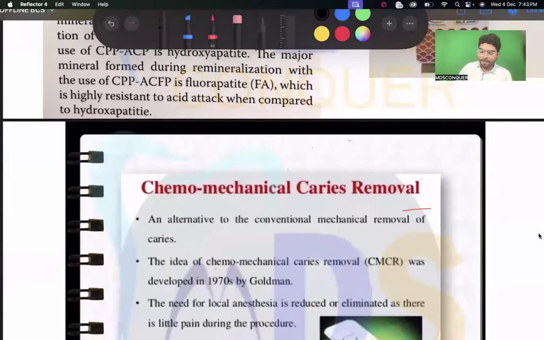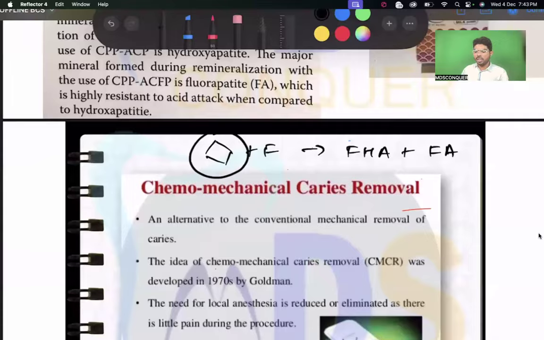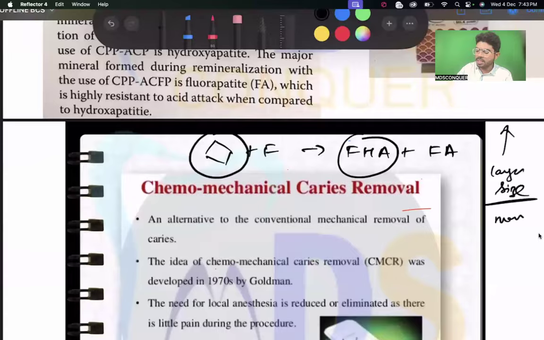Whenever the hydroxyapatite crystals are there, they react with fluoride to form fluorohydroxyapatite, or fluorapatite crystals will be formed. If you check the size of normal hydroxyapatite compared to fluorohydroxyapatite, the crystal sizes are larger. So large-size crystals are more resistant to caries and acid dissolution.